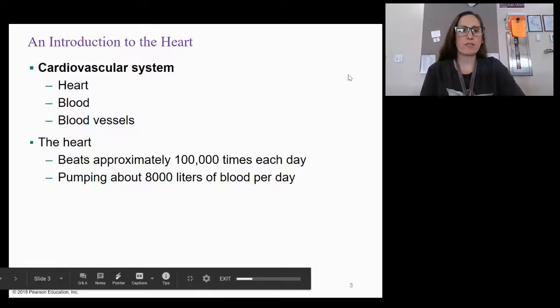All right, here we go for cardiovascular system. So we're going to do an overview of heart anatomy today, some coronary circulation and blood flow.